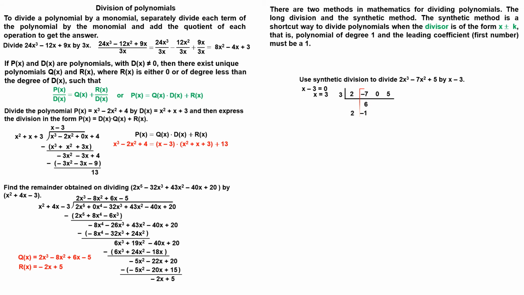We repeat this process. We multiply minus 1 by 3, and we place this value right beneath the next coefficient in the dividend. Add the two numbers together and write the result on the line below next to the number minus 1. We repeat this process. We multiply minus 3 by 3, and we place this value right beneath the next coefficient in the dividend. Add the two numbers together and write the result on the line below next to the number minus 3.